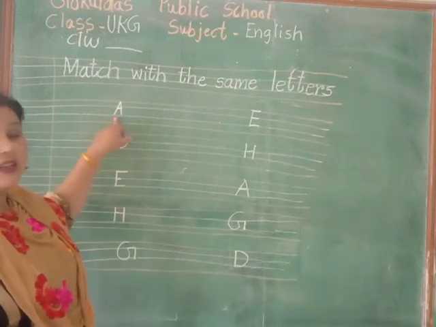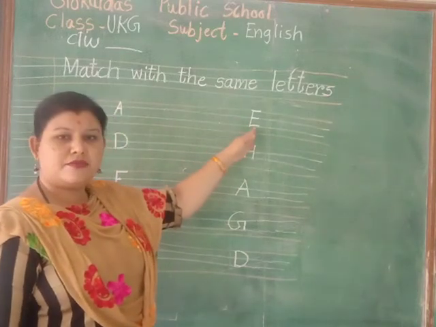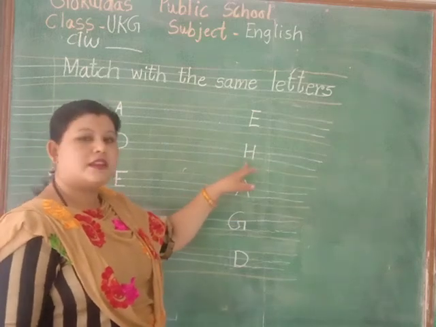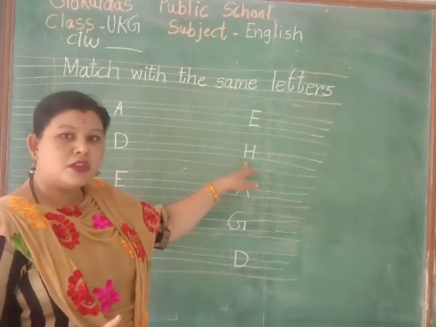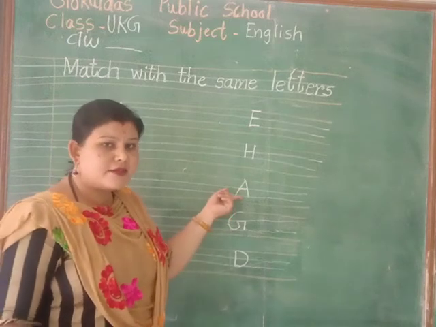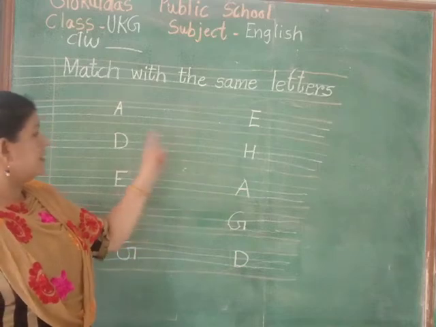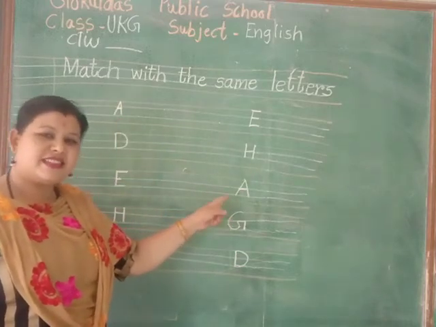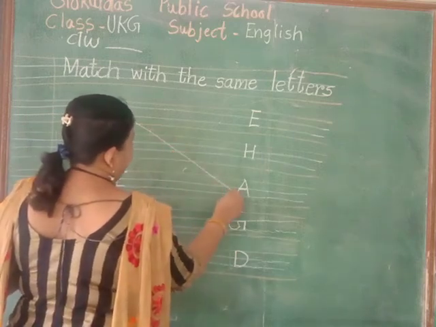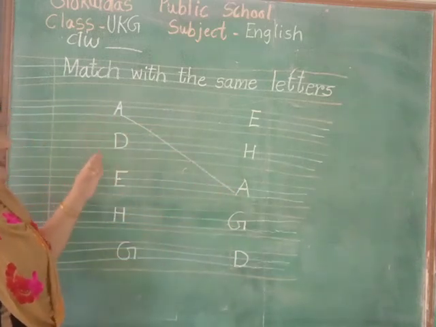Now see this, which letter is this? A. Now see this line, this is A. Capital letter A? No. This one is? Capital letter A? No. Now see this. This is capital letter A. Both have same letters. Yes. So, match it. Match with the same letter. Go to the next letter.